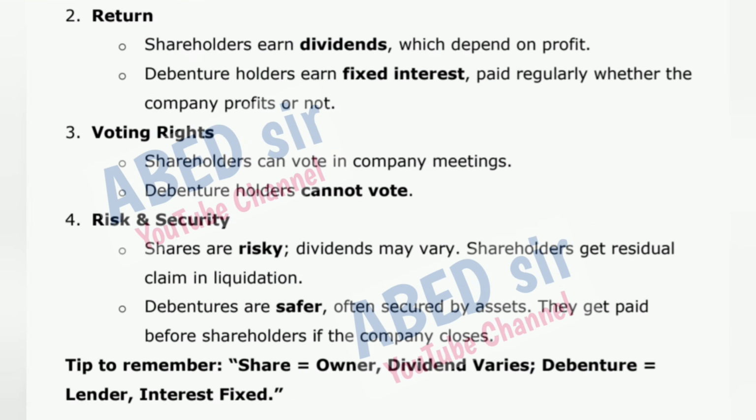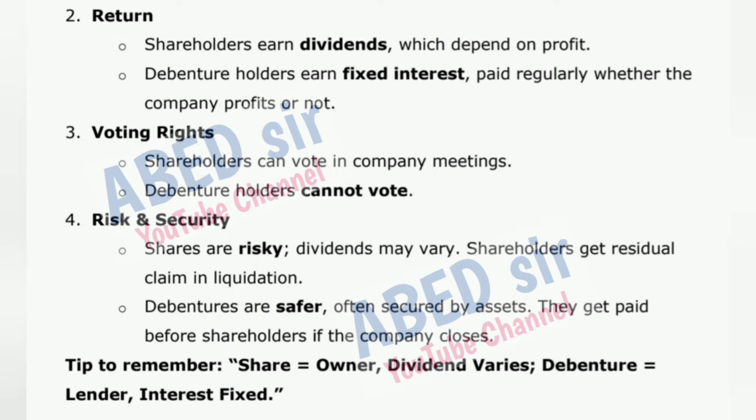2. Return. Shareholders earn dividends, which depend on profit. Debenture holders earn fixed interest, paid regularly whether the company profits or not. 3. Voting rights. Shareholders can vote in company meetings. Debenture holders cannot vote.